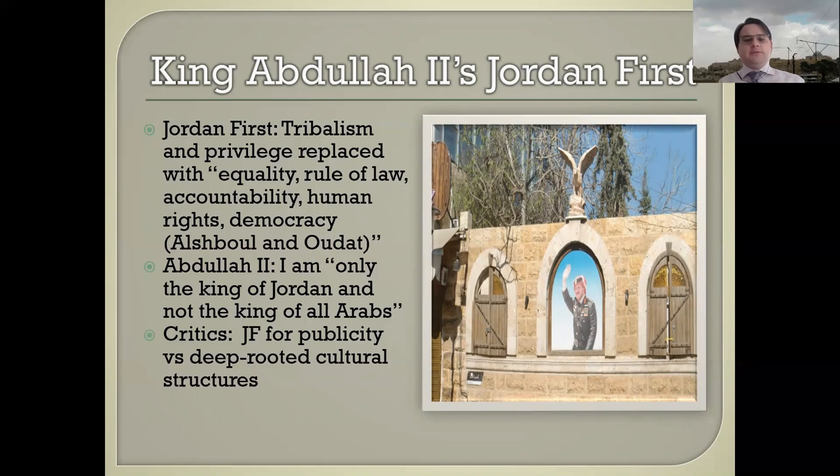And at this point, we see Abdullah II taking a step back and saying, I am the king of Jordan. I am not the king of all Arabs. Why is that important? Because he's basically saying that his predecessors, especially, I believe, his grandfather, who had this Pan-Arabian project, that is no longer the case for Jordan or for the Hashemites, that they rule one kingdom and one kingdom only, and that's it.